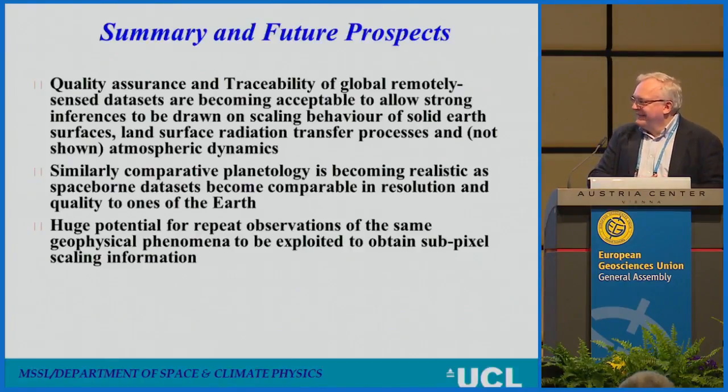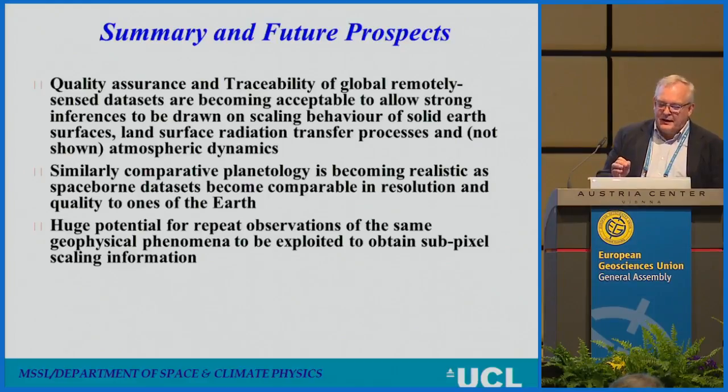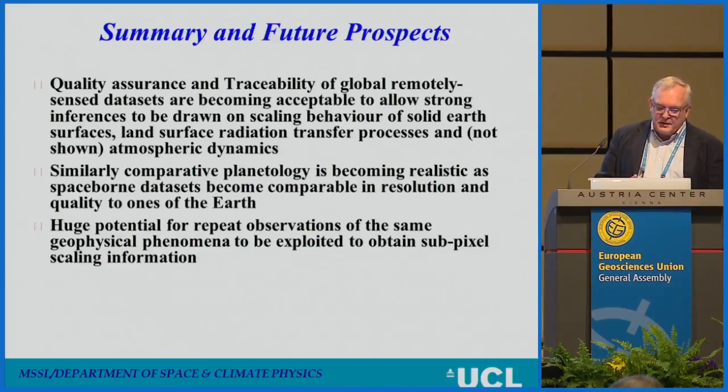So, in summary, the quality assurance and the traceability, I hope I've convinced you, of these global remotely sensed data sets are becoming at the point at which I would say that you can actually make strong inferences on the scaling behaviour of solid Earth surfaces, land surface radiation transfer, and I haven't shown anything about the atmospheric dynamics. Similarly, comparative planetology is becoming realistic as these space-borne data sets become comparable in resolution. And so I believe that we are at the dawn of a huge potential for repeat observations of the same geophysical phenomena to be exploited to obtain subpixel scaling information and to really get a handle on this scaling once and for all. Thank you.